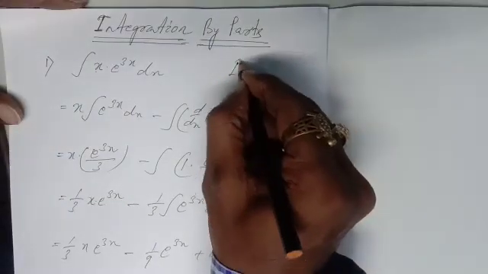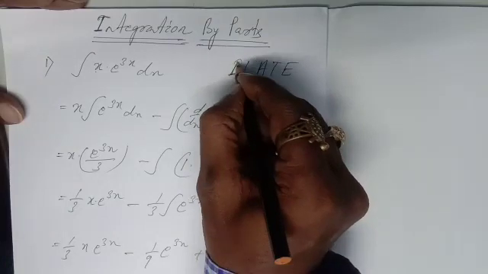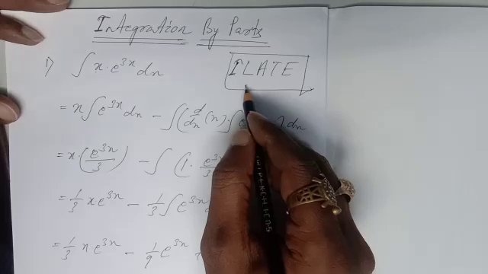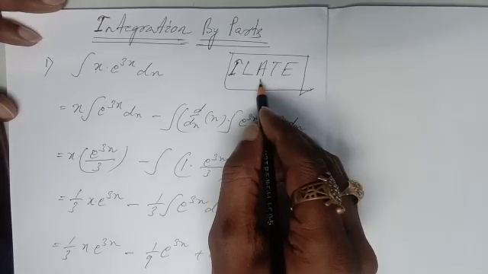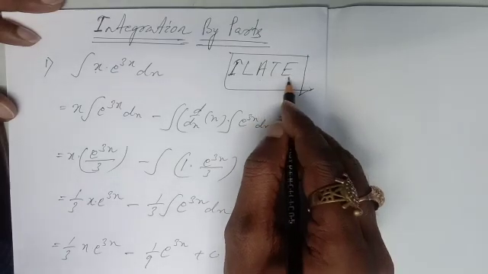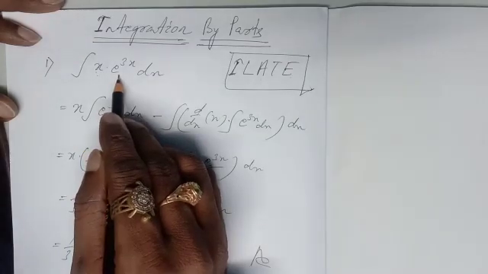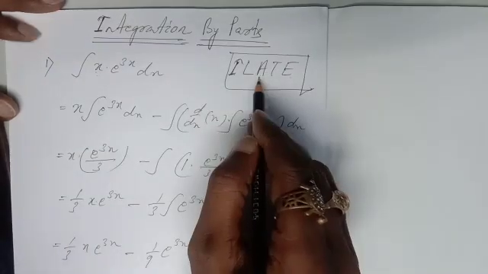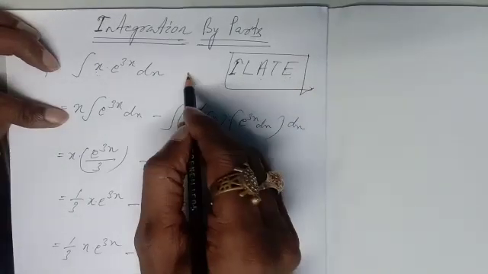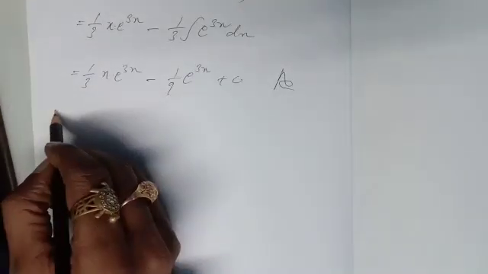The rule is Euler, L-A-T-E-E: I means inverse trigonometric function, L means logarithm function, A stands for algebraic function, T stands for trigonometric function, E stands for exponential function. But here there are two functions, one algebraic and the other exponential. Algebraic comes first, so that is the first function, and the exponential function is the second, as per the rule of Euler. First question I have completed. Let us do question number 2.